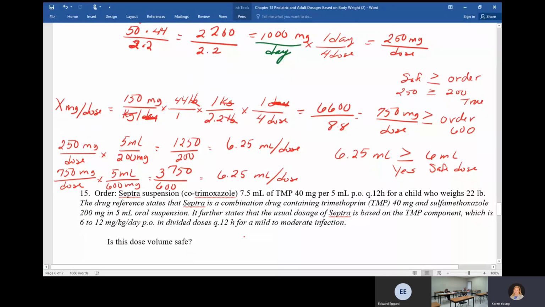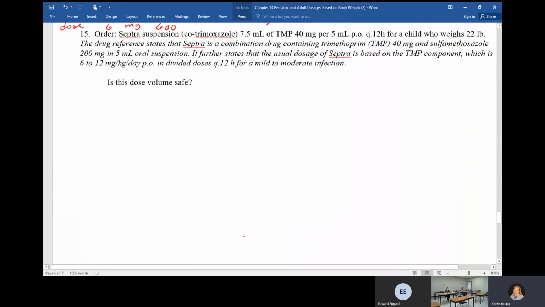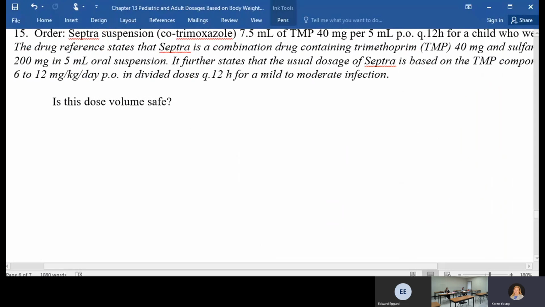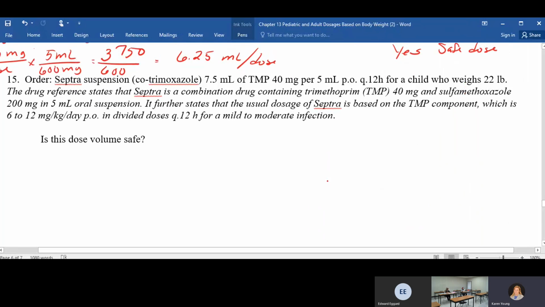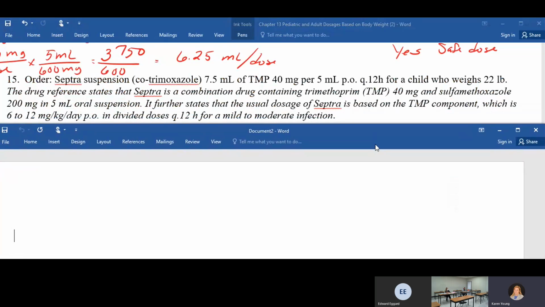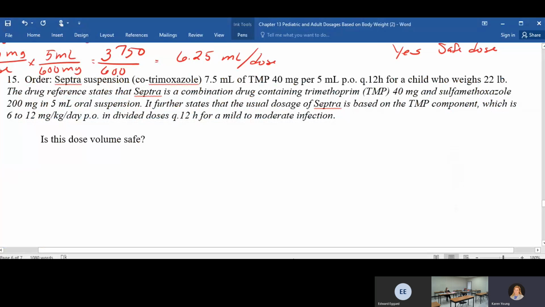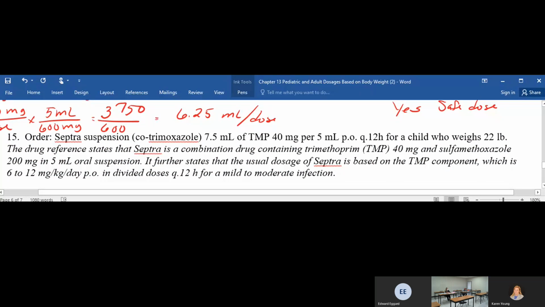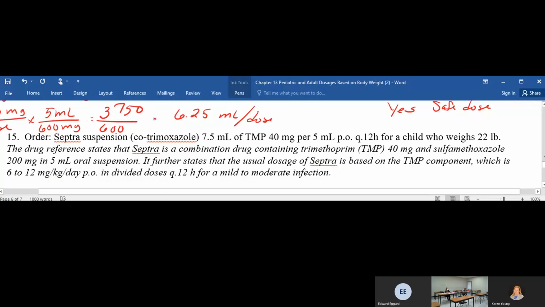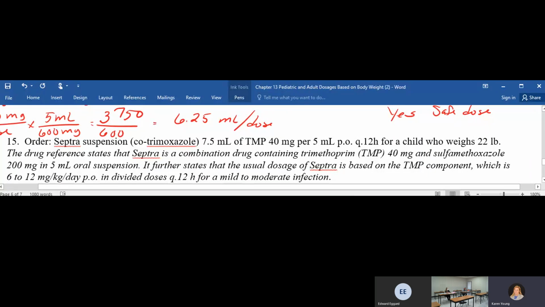Since I've lost you on that one, I'm going to try to do a split screen. Just give me a little bit more room to work.